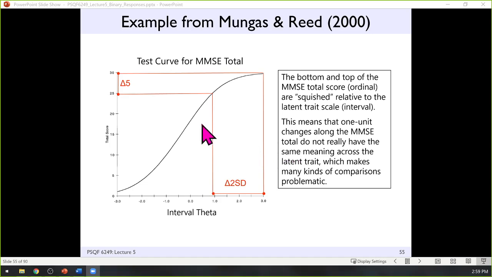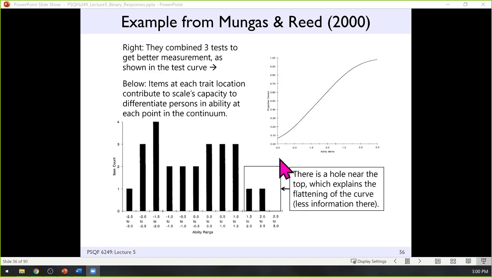So if I have something like this here, for instance, on the theta metric on the x-axis, I could have a difference that's 2 standard deviations that corresponds to a 5-point change. But elsewhere on the same scale, I could have half of a standard deviation correspond to a 5-point difference. So this becomes problematic if you're trying to do change scores, make group mean comparisons, and that kind of thing.